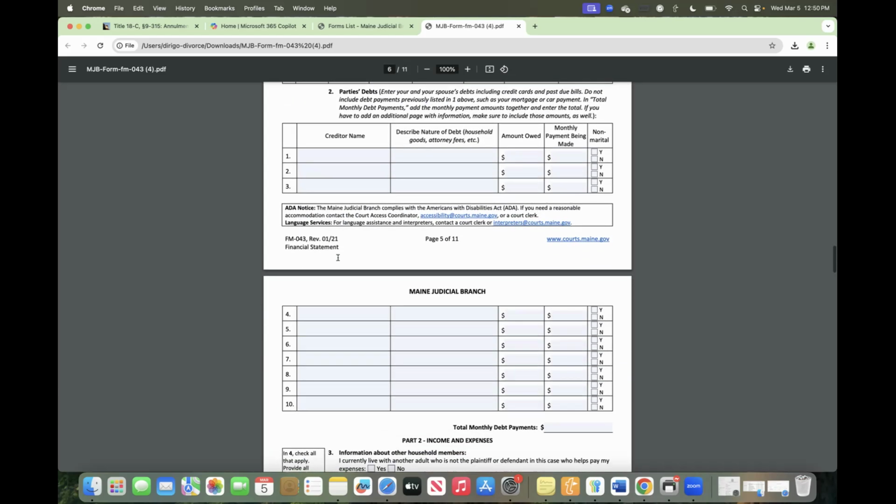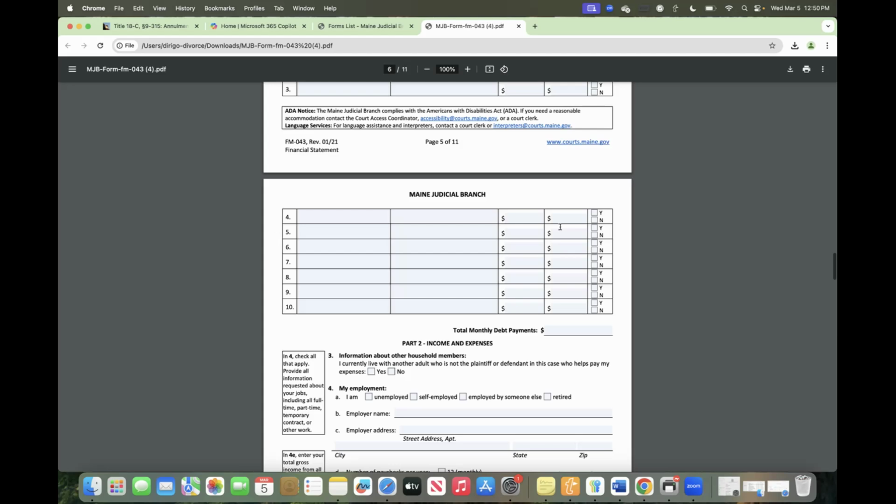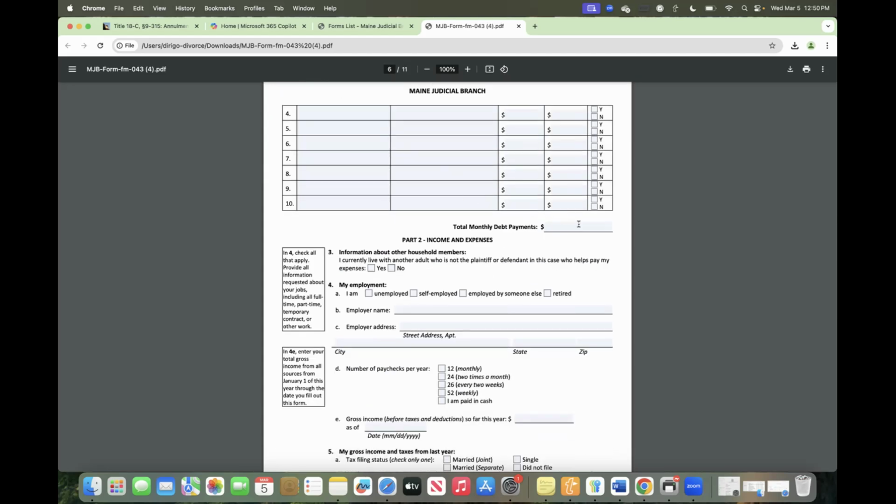Debts. This is where you would put down credit card debts. What's the card number, card name? Do you have a personal loan? Do you have a home equity loan? Do you have a HELOC and things like that? You put that information here. What was the purpose of the debt? Is it just household goods? Is it to pay for attorneys? Things like that. And again, what's owed on it? What's the monthly payment being made? And is it marital or non-marital? And you put down the total monthly debt payments. So all of those card payments or all those loan payments you have to make, you would put that total here.